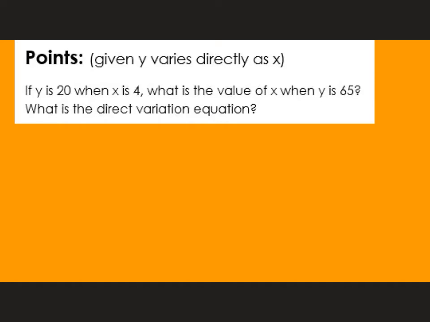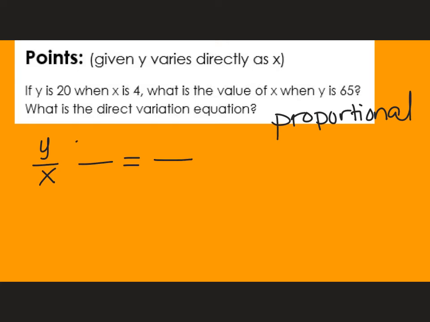Now, sometimes you're going to be given a point, and in this case, remember, it's proportional. So in order for something to be proportional, we have a situation like this, where you have two ratios that are equal to each other. So this is proportional. So in this case, it says, if we're comparing y and x, y is 20 when x is 4. So x is what we don't know, we're looking for the value of x, so x will be here, and this is 65.